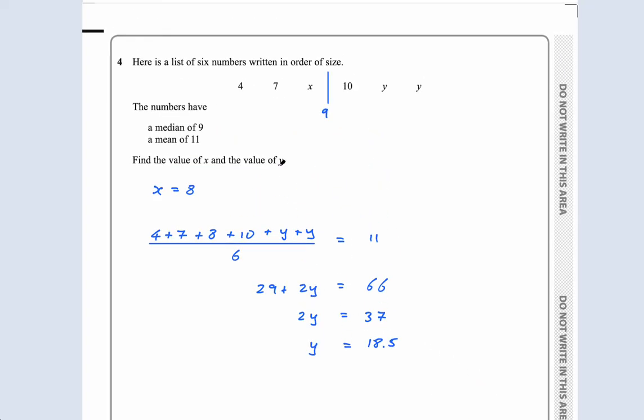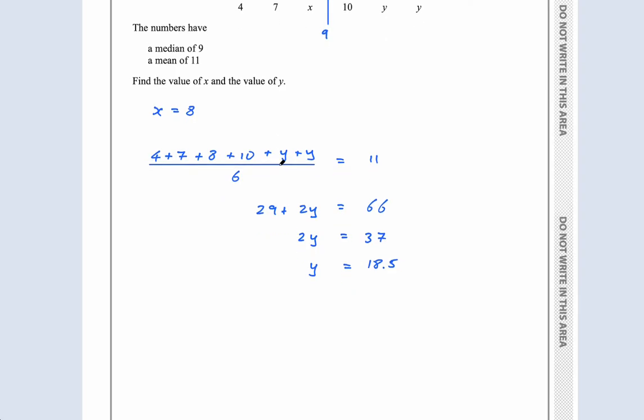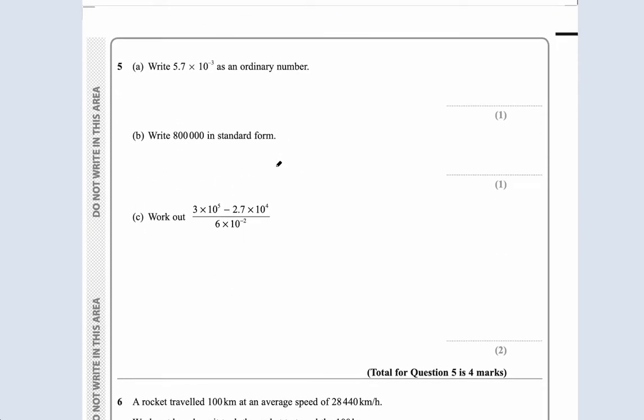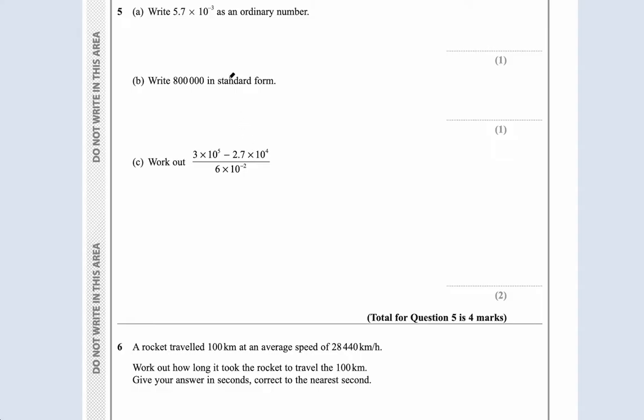Definitely not an easy question, but I think manageable for everyone. Okay, question 5. Write this as an ordinary number.